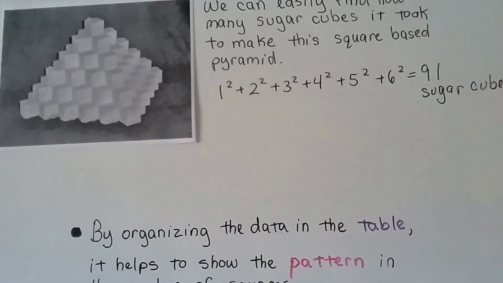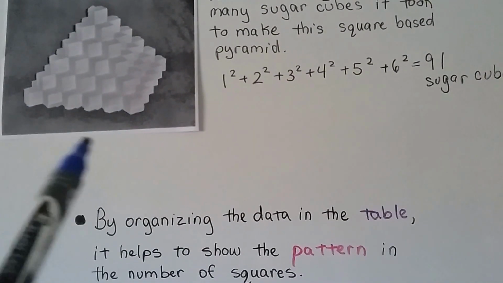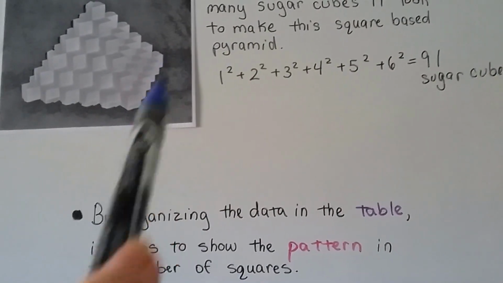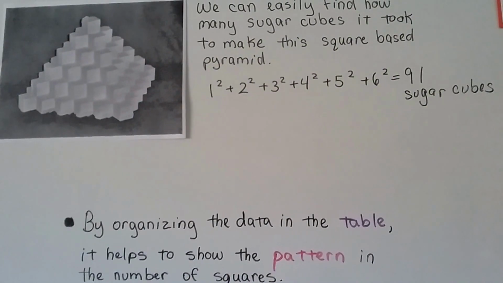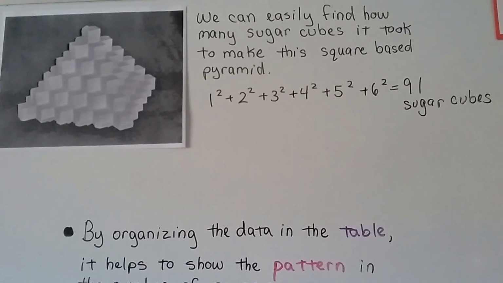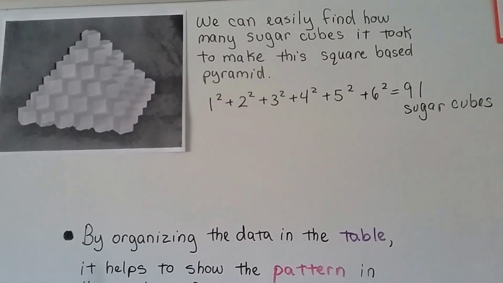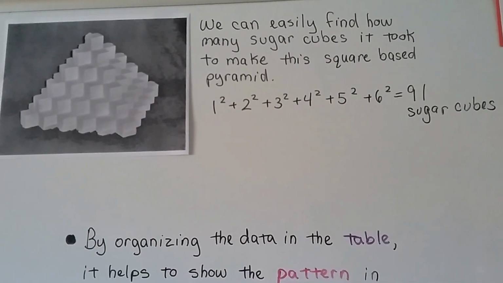That's the 3 squared. And it goes all the way down to 6 sugar cubes at the bottom across and back this way. So we could add them all up and know it took 91 sugar cubes to make that square pyramid. Without taking it apart, we could just look at the sides of it and tell that it took 91 sugar cubes to make that. See?